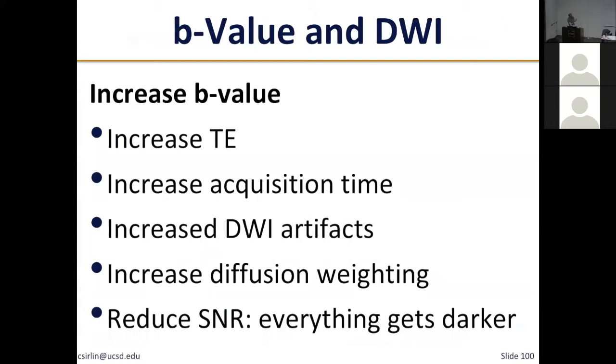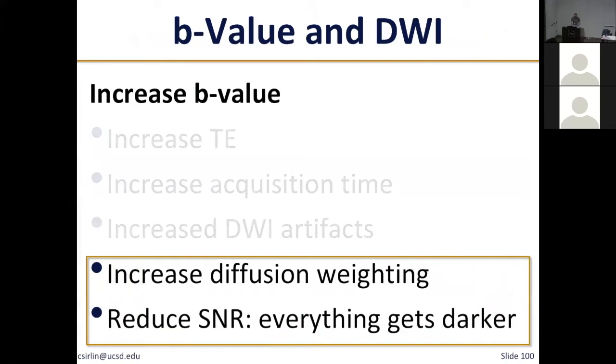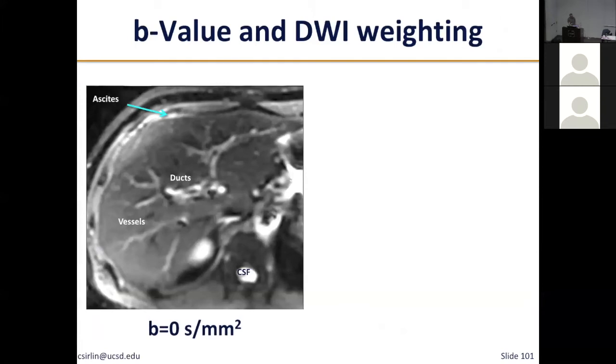The b-value has multiple different effects on diffusion-weighted imaging, but I only want to emphasize two. The b-value increases the diffusion weighting, and it reduces the signal-to-noise. Everything gets darker. So let's illustrate this. So here we have a diffusion-weighted imaging sequence with a b-value of 0. So 0 is a very low b-value. In fact, it's the lowest b-value you can use. And when you use a very low b-value, notice that there's a lot of things that are bright. So the ascites is bright. The liquid in the stomach is bright.